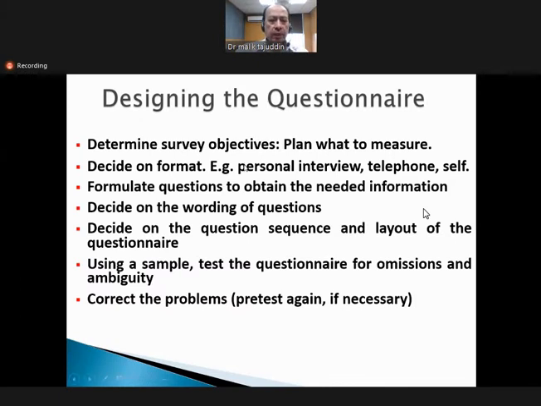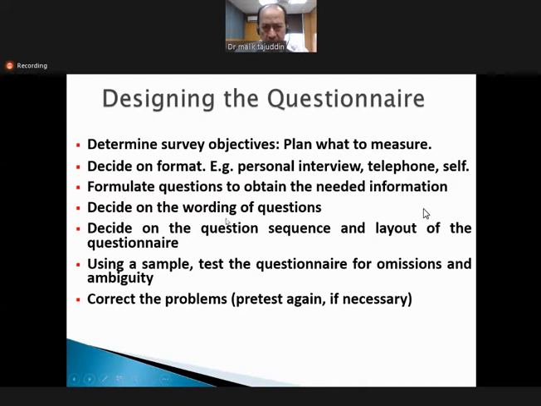And then after deciding your objectives, after deciding the way of collection of information, you formulate questions to obtain the needed information. How many questions do you want to put in, and how will you transition from one type of question to another? For example, in the first part of the questionnaire, I want to take the demographic information. So I want to put in the name, the age, the occupation, the ethnicity, etc.